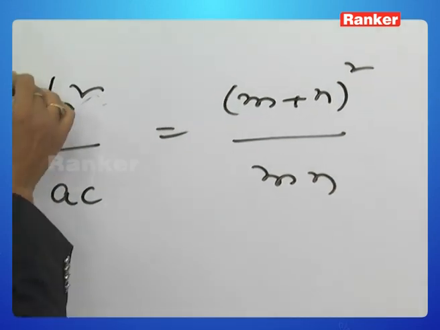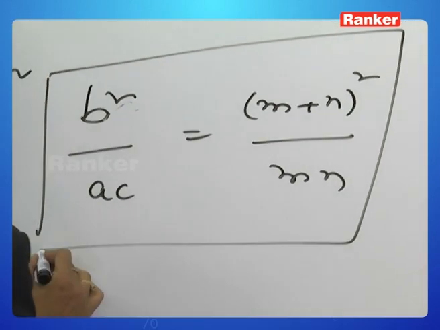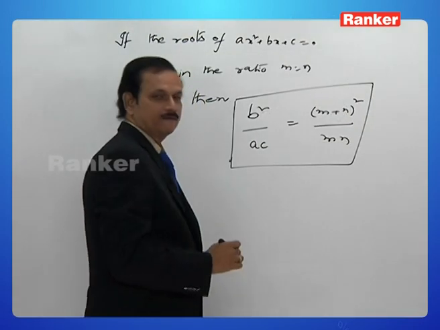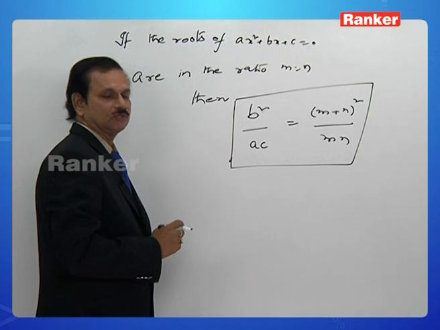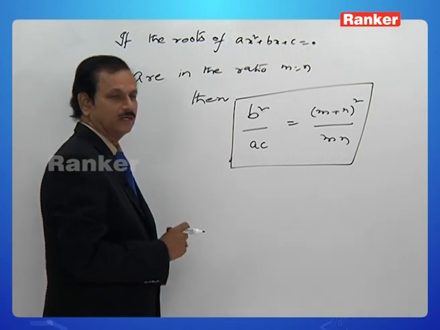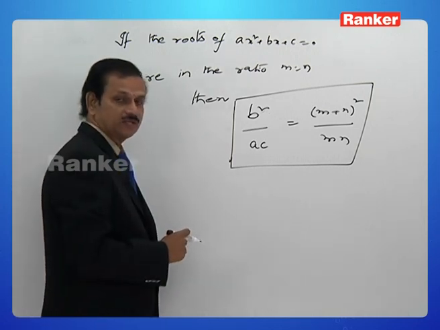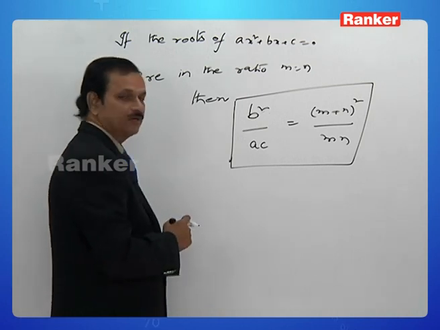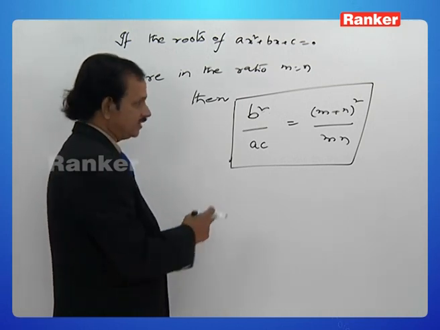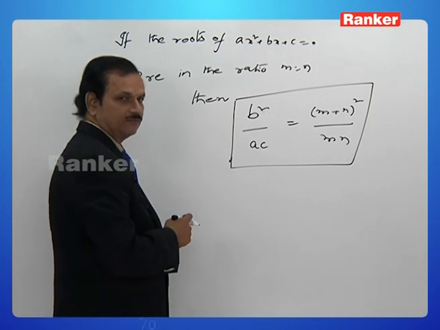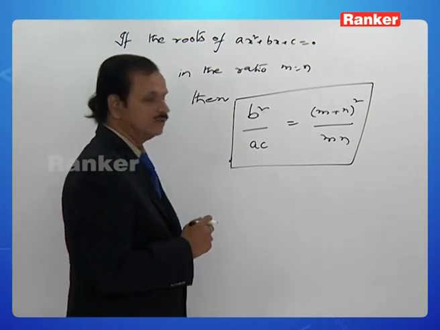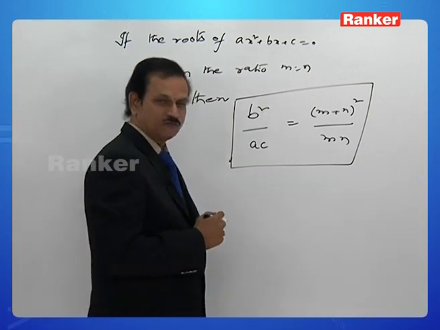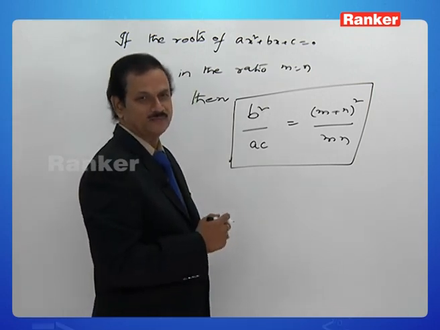One of the most useful formulae we may have to remember. B square by AC is equal to m plus n whole square by mn. If the roots are in the ratio 2:3, then what is B square by AC? 2 plus 3 whole square by 2 into 3, that is 25 by 6. If the roots are in the ratio 3:4, then B square by AC is equal to 3 plus 4 whole square by 3 into 4, that is 49 by 12. Like that we shall be having.